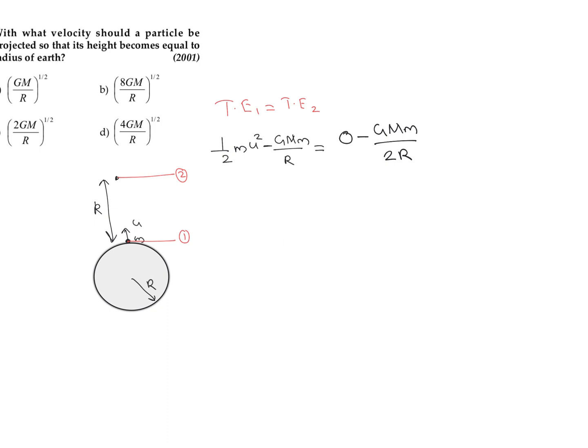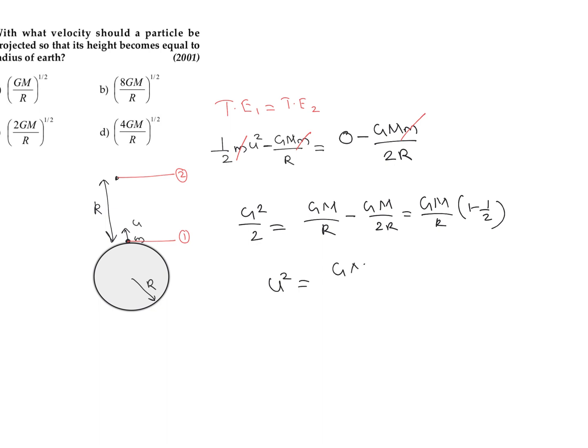So we can find out the value of this u over here. First of all, we can cancel this m and this m. So we can write u square by 2 is going to be GM divided by R minus GM divided by 2R. Or you can write this as GM divided by R into 1 minus 1 divided by 2. So we can write the value of u square as GM divided by R, and 1 minus 1 by 2 is nothing but 1 by 2.